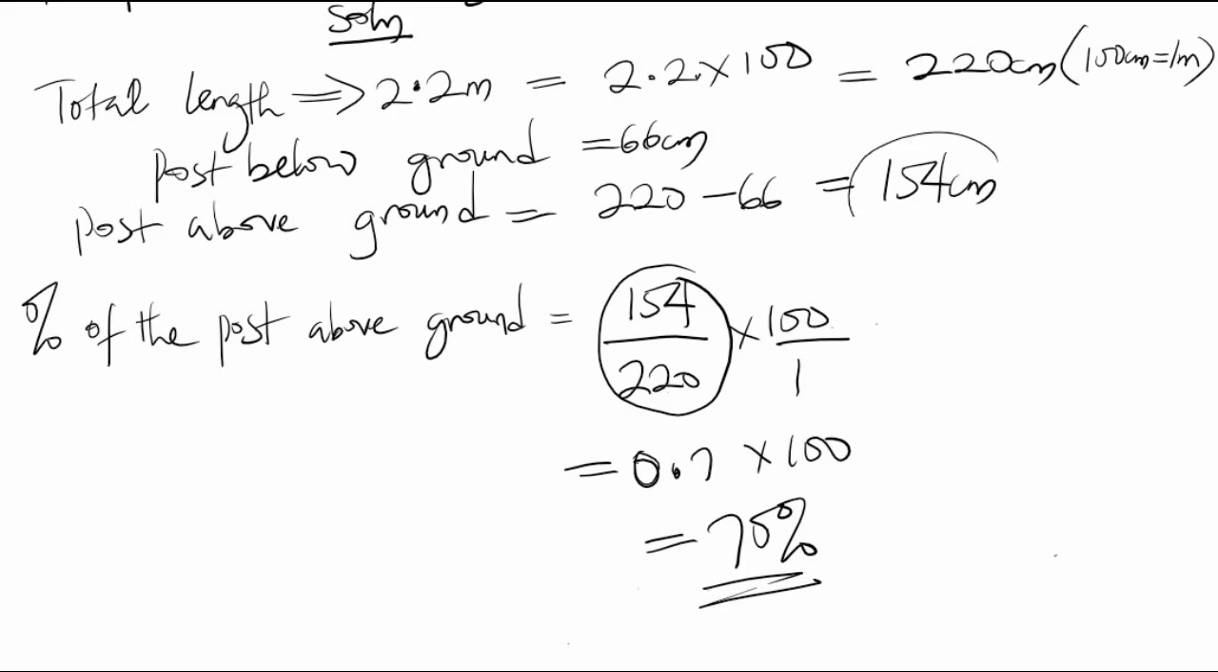This 154 centimeters represents 70% of 220 cm, the total post. It is simple. It is very simple.